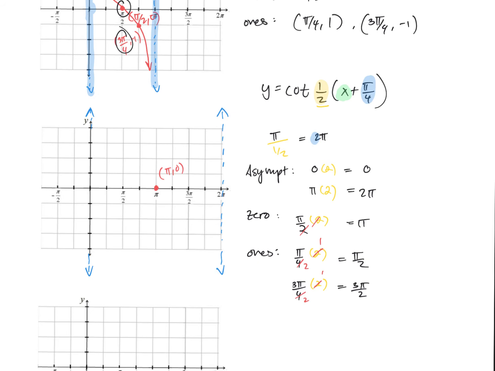Those are our new ones. The value of the 1, though, has not changed. So the pi over 2 is still at the positive 1, and the 3 pi over 2 is at the negative 1. Alright, so there we go. We have stretched it out because of our new period.